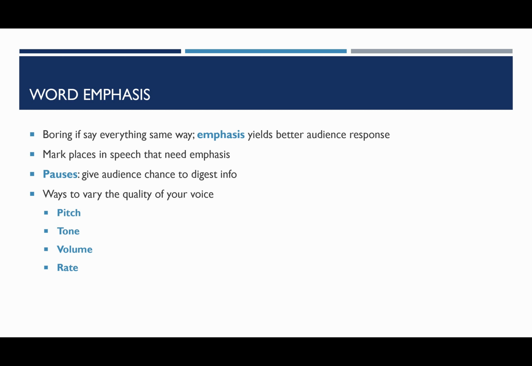There are different ways to vary the quality of your voice and bring emphasis. Pitch, how high or low it is. Tone, the quality or timbre of your voice that you're using. It could be harsher or softer, not softer as in less loud, but a softer tone. I don't know how else to explain it. Or stern or nice. Volume, how loud or soft. Rate, how quickly or how slowly you're speaking.